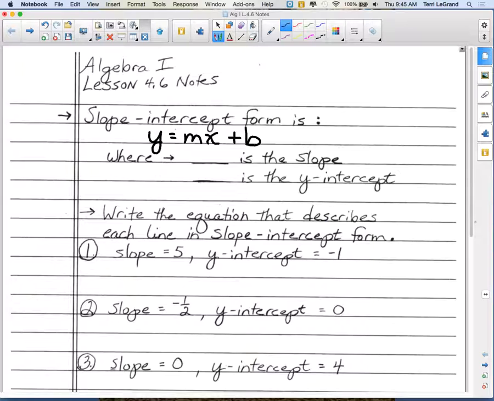So what is the slope in that equation? What did you learn when you were SQ3R? Which of those variables is representing slope? Austin? M. So what x is being multiplied by, the m value, is considered to be the slope.